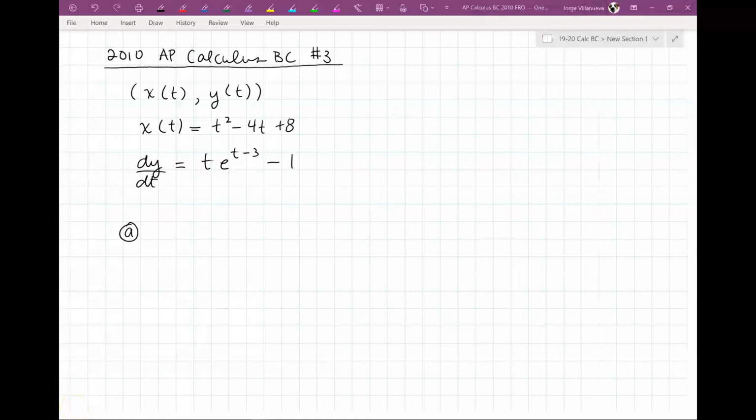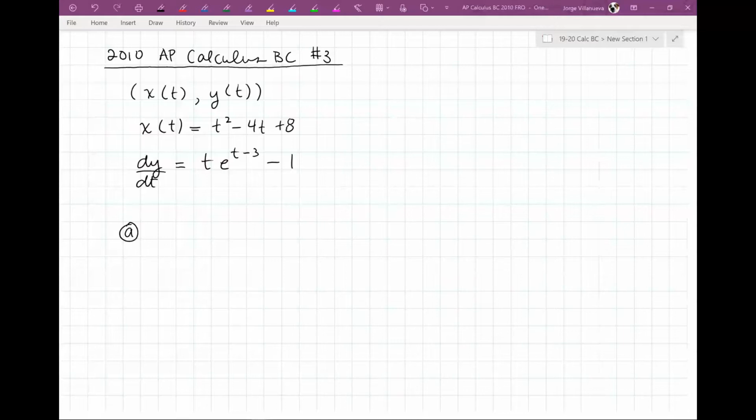All right, so I was asked to see if I could go over question number 3 on the 2010 Calc BC test. The question you guys should have in front of you, or at least find it. It says a particle is moving along a curve so that its position at time t is x of t, y of t. You guys should know x of t is its horizontal position and y of t is its vertical position.